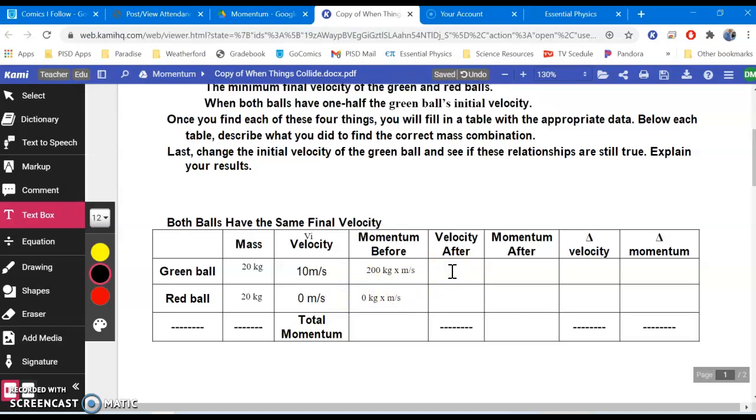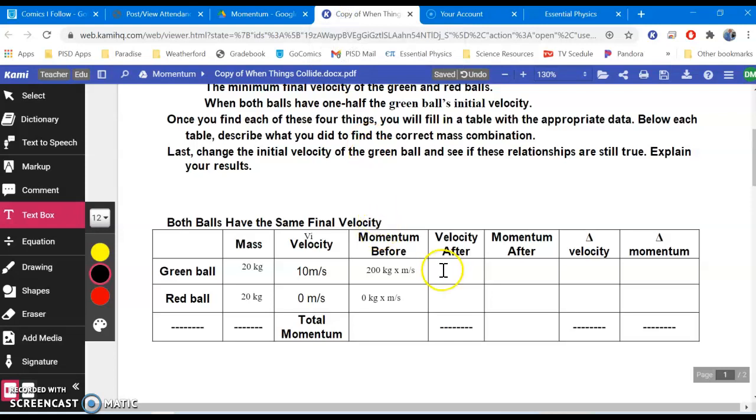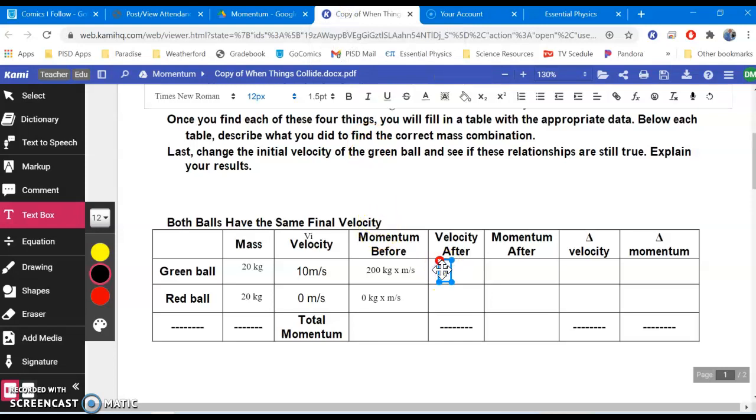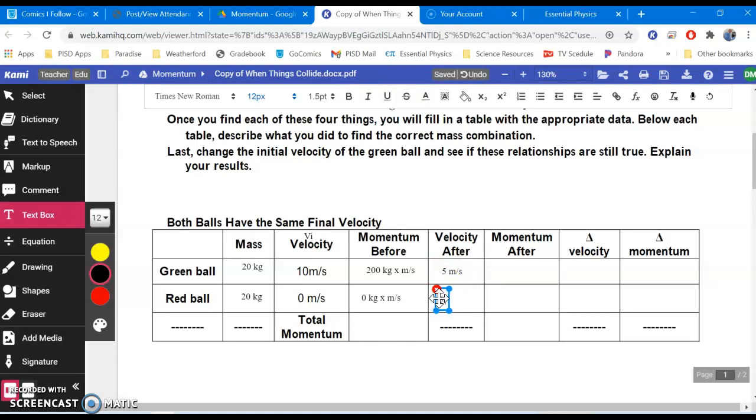Now, the velocity after, we're going to look at our simulation, and it tells us that afterwards they were both going 5 meters per second, the green ball and the red ball. So we're going to type that into our document under the velocity after. That's going to be 5 meters per second, and the other one is also going to be 5 meters per second. All right. So that's good.